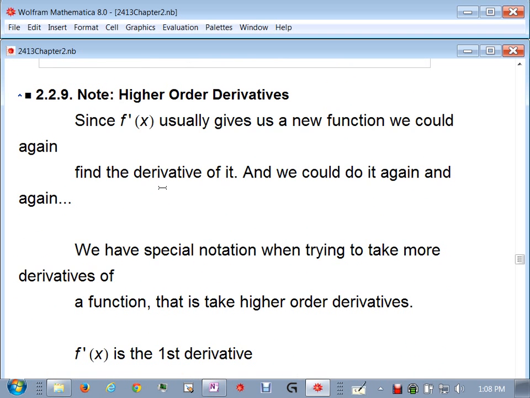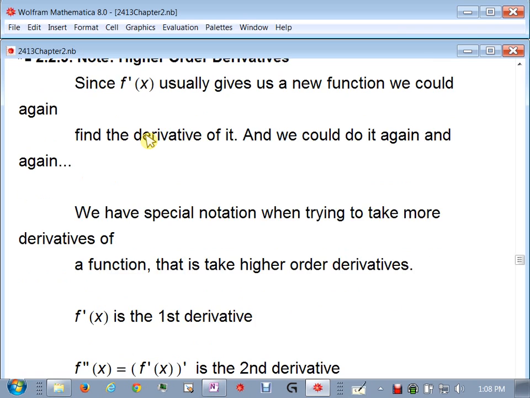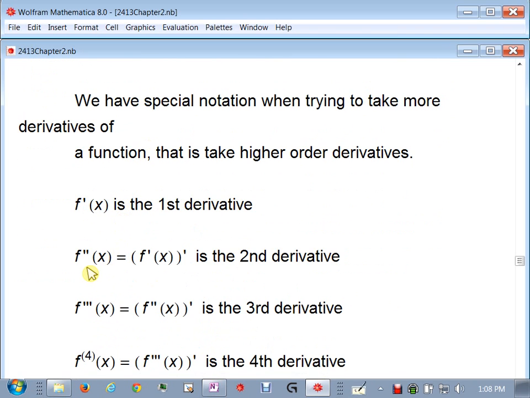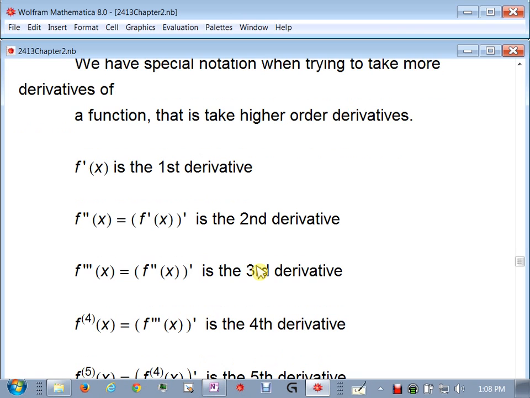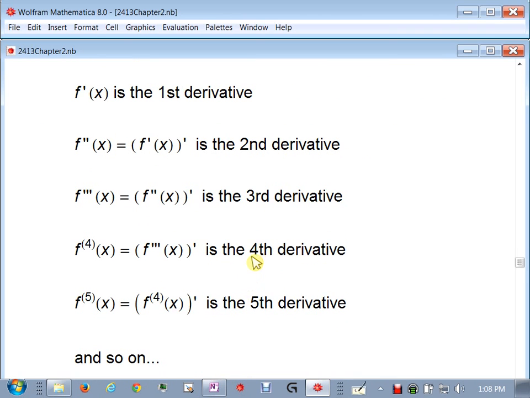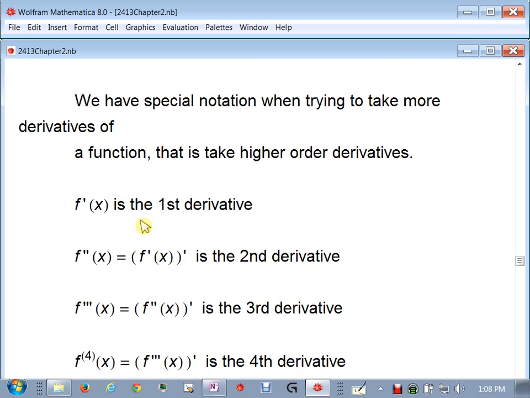Now, we also talked about how if you take the derivative of a function, you get a new function, right? And since you get a new function, it's possible to take the derivative again. When you take the derivative of a derivative, it's called the second derivative. And then if you take the derivative of that, you get the third derivative. And then you take the derivative of that, you get the fourth derivative. And so there's some notation that we want to get used to.